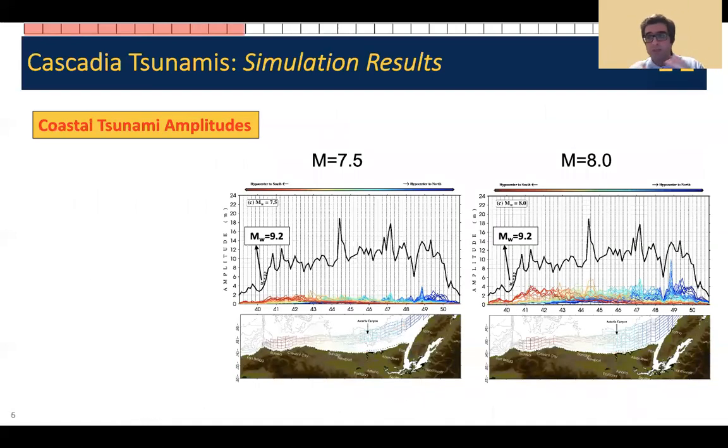I can do pretty much the same thing to the coastal amplitudes. Here I have just flipped the map from the previous slides to its side, and on the bottom panel is the mesh that you can see here, the rupture potential, and here on top I'm showing the coastal tsunami amplitude profile. And in both panels here, the solid black curves are maximum coastal tsunami amplitudes from a magnitude 9.2 earthquake.